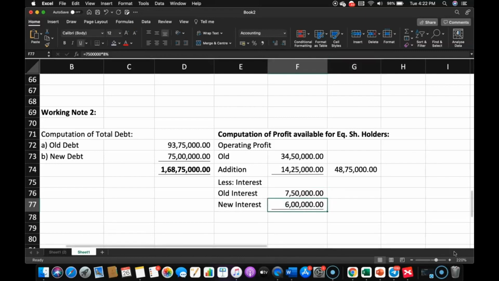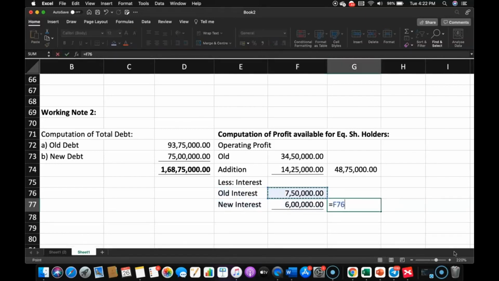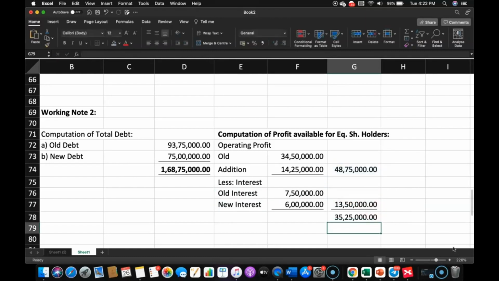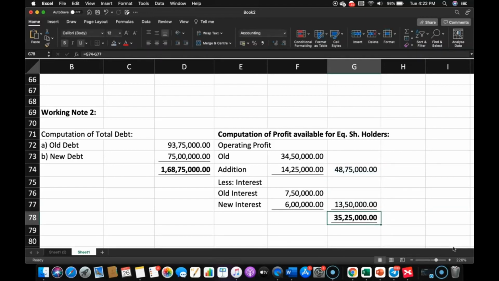If we total this, we get to know what is the interest, and this has to be deducted. Let's do that. So from this operating profit, let's deduct this new interest and old interest. So we get 35,25,000. This is the profit available for equity shareholders. Now why is this information relevant? This is relevant because we have to compare this with the overall value of equity so that we can find out the cost of equity. Only then we'll be able to go ahead with weighted average cost of capital.